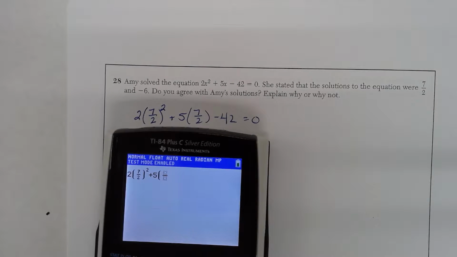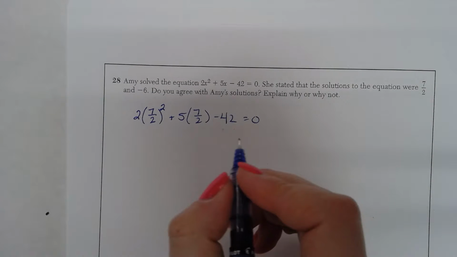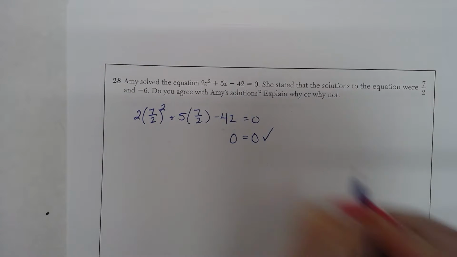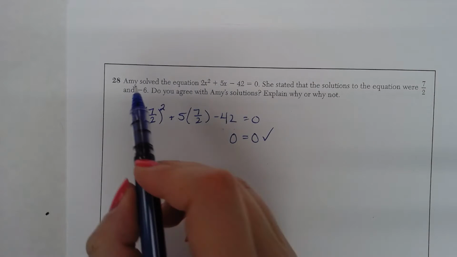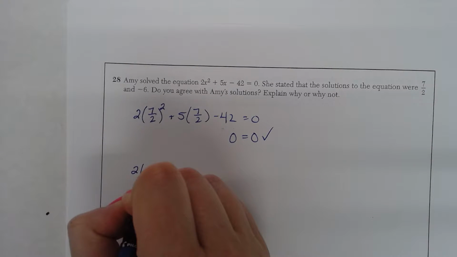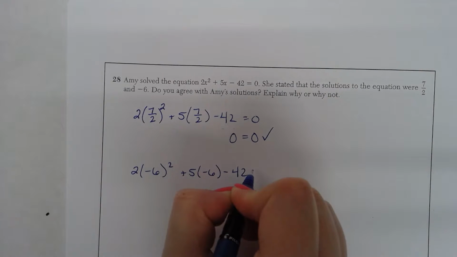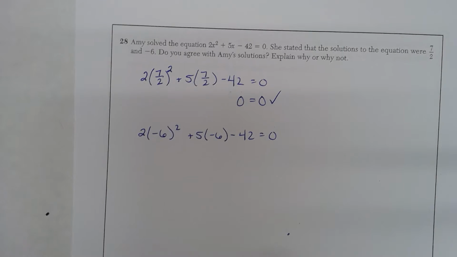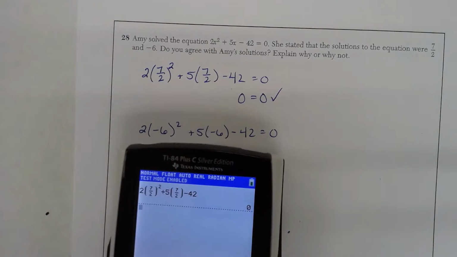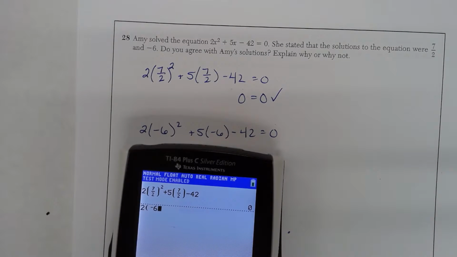Let's see, 7 over 2 minus 42, and I get a 0. So I've got 0 equals 0. That checks. So then I'm going to do it again with negative 6. So let's see if that one checks. So I put all my x's, I turned them into negative 6's. 2 times negative 6 squared plus 5 times negative 6 minus 42. And I also get 0 over 0.